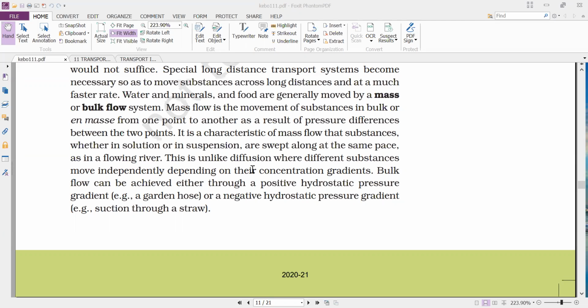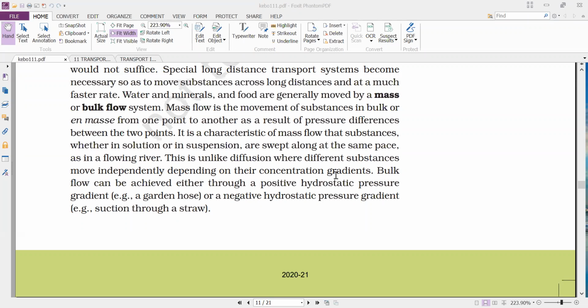This is unlike diffusion, where different substances move independently depending upon their concentration gradient. This mass flow or bulk flow is completely different from diffusion. Why? Because in diffusion, the movement of the molecules depends upon the concentration of the individual molecules. For example, if you take a mixture of gases like oxygen, carbon dioxide, and hydrogen, the movement of each depends upon the partial pressure of the individual gas.